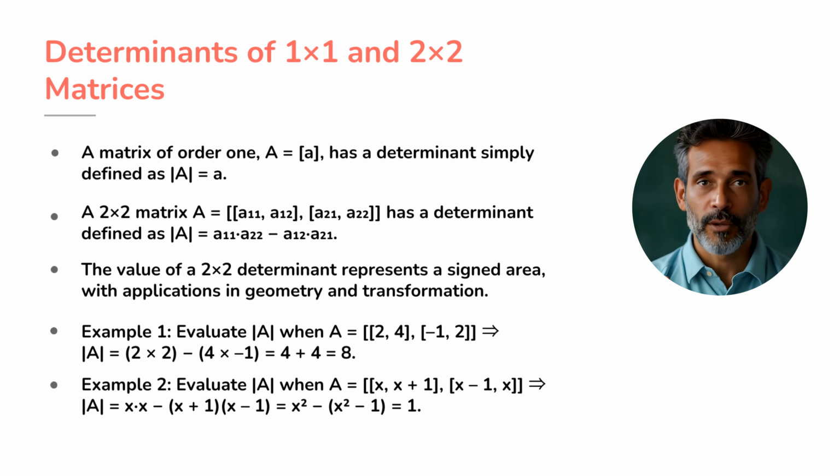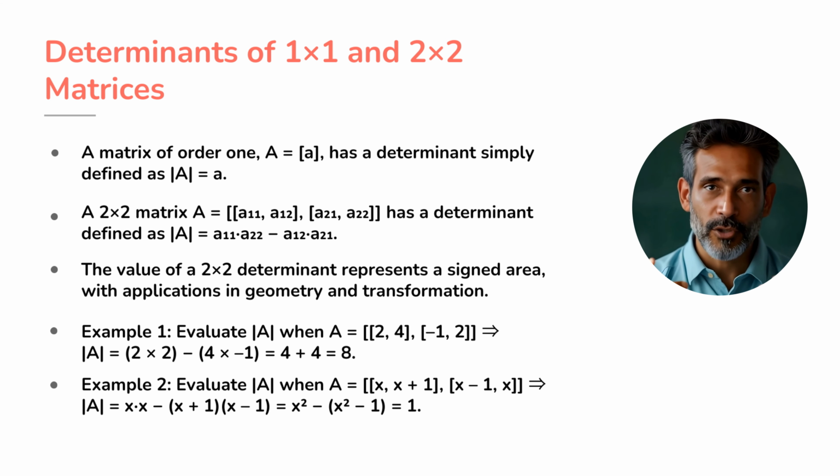For example, if A equals the 2 by 2 matrix with elements a, b in the first row and c, d in the second row, then the determinant is mod A equals a times d minus b times c. In short, determinants give us a compact way to assess properties of matrices that have big implications in algebra, geometry, and beyond. Let's start small.